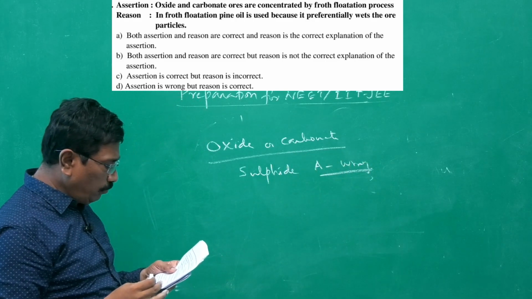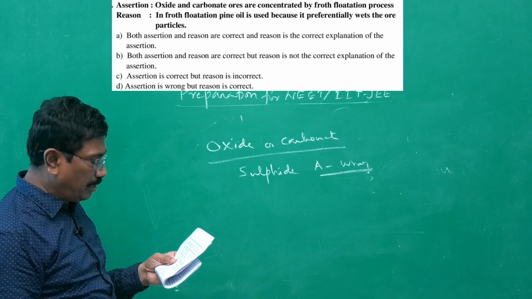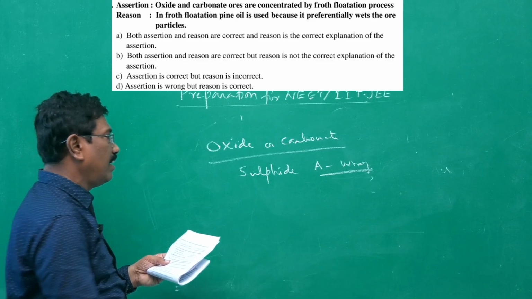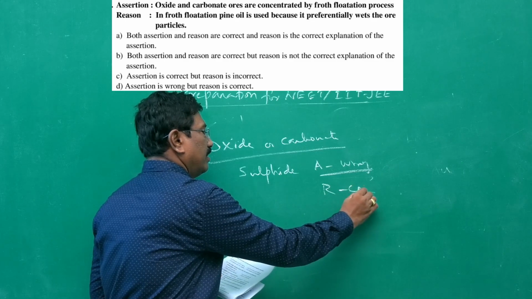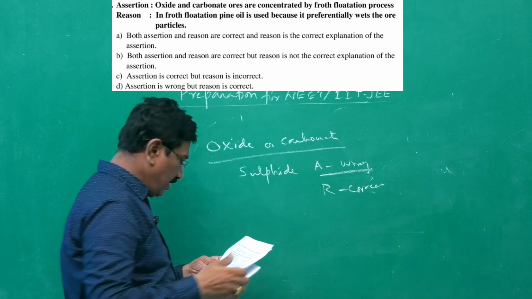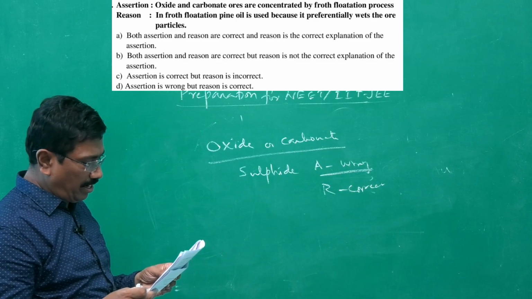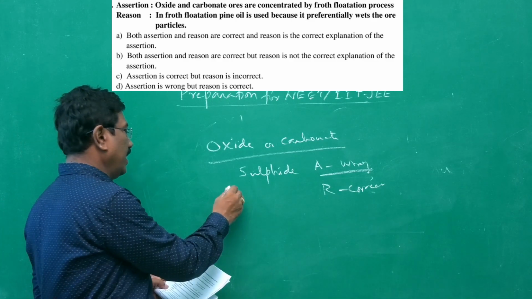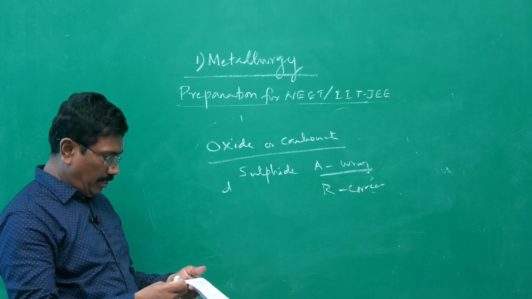Then in froth flotation, pine oil is used because it preferentially wets the ore particles. It is correct. The reason is correct. But the assertion is wrong. So the assertion is wrong, but the reason is correct. Option D. The next question.